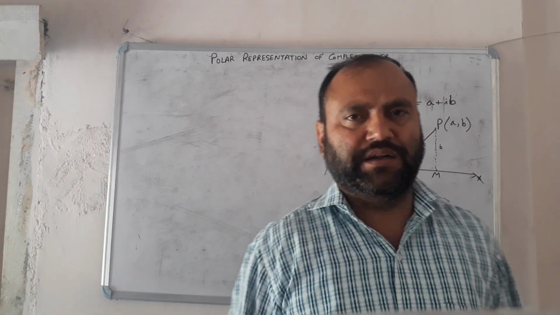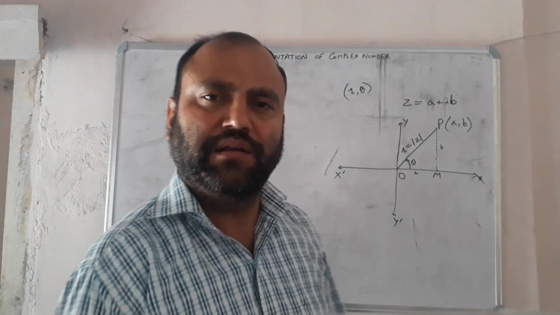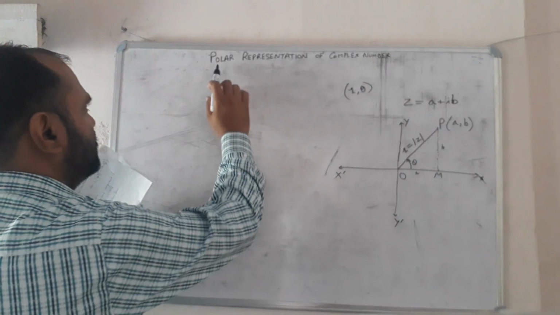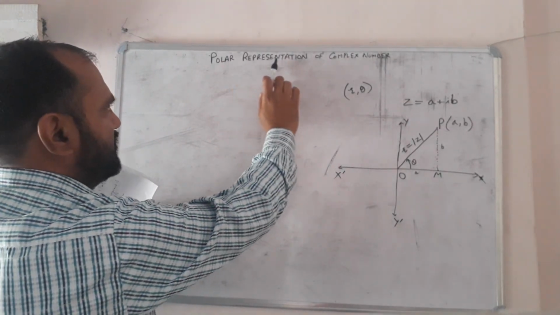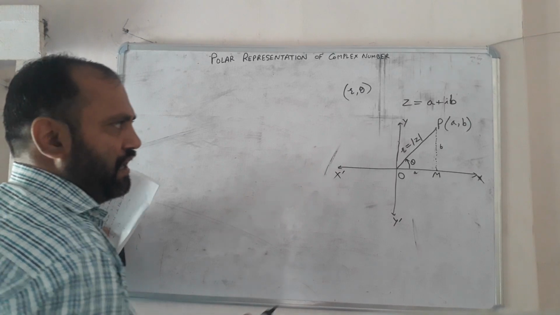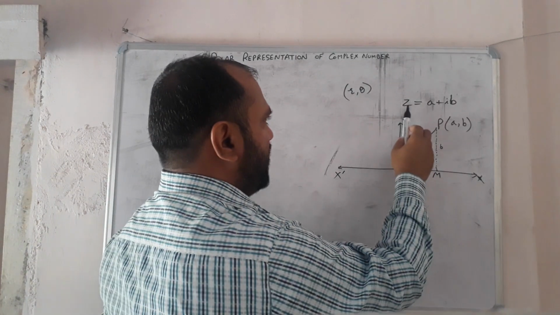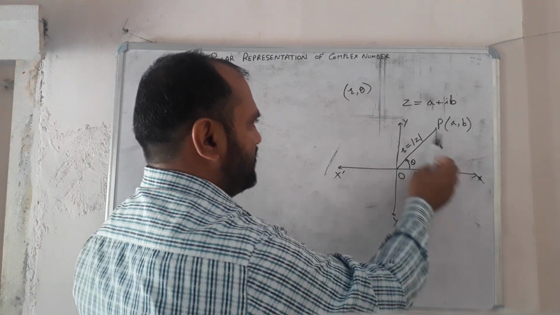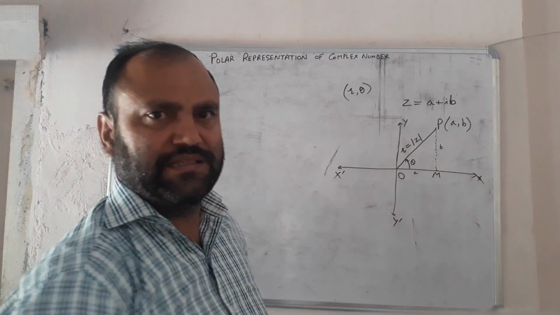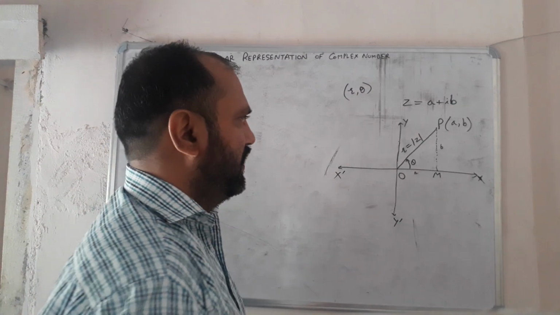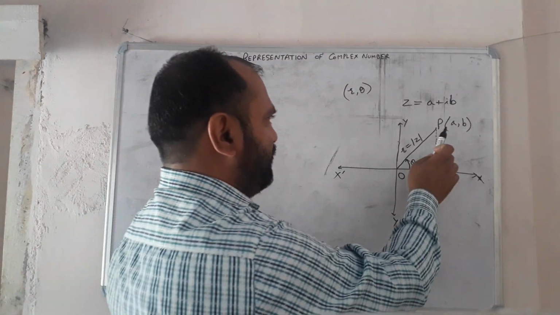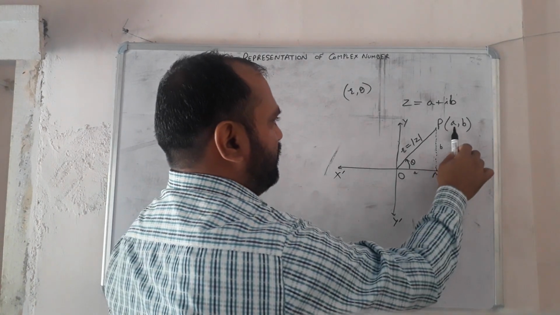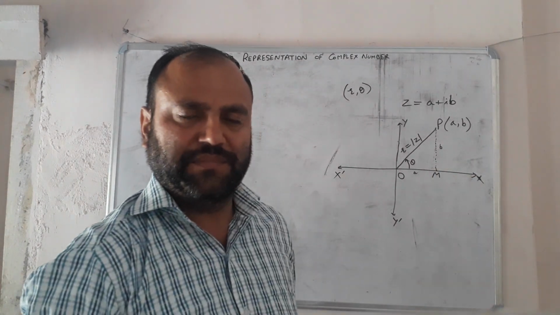Okay, let us understand this topic. What is polar representation of complex number? So this topic is polar representation of complex number. As you know, z is equal to a plus iota b is a complex number, and this xy plane is called Argand plane, and we represent this complex number in Argand plane like this coordinate system, right?